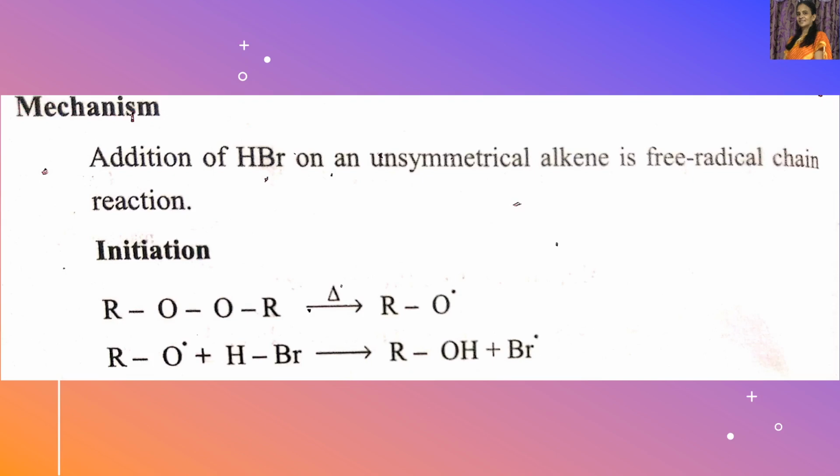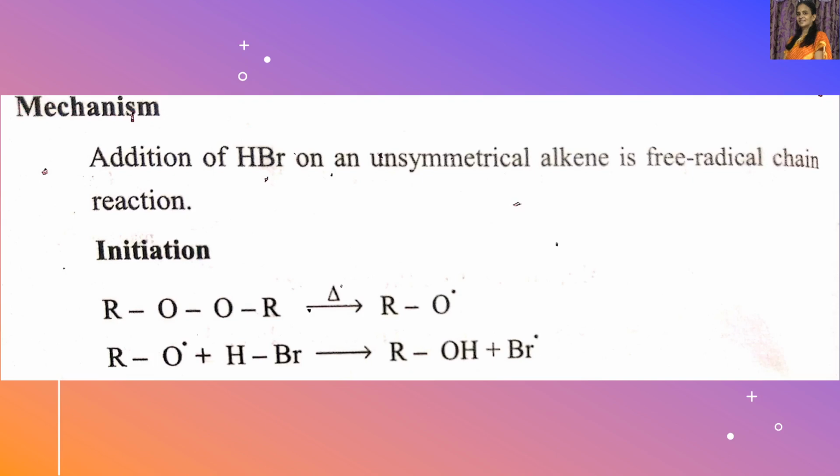Now, in the initiation step itself, what happens? This alkoxy free radical abstracts a proton from HBr, that is the reagent, to form ROH, and Br dot, that is, a bromine free radical, is generated.